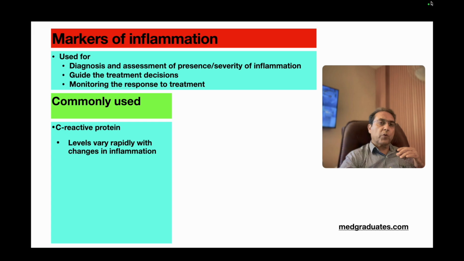The beauty of C-reactive protein is that its levels vary with inflammation; it follows the inflammation very nicely. As the inflammation increases, it increases. As the inflammation decreases, it decreases. The other marker is ESR. ESR is a very good test, but it's slightly slow to respond to inflammation, so it lags behind a little bit.